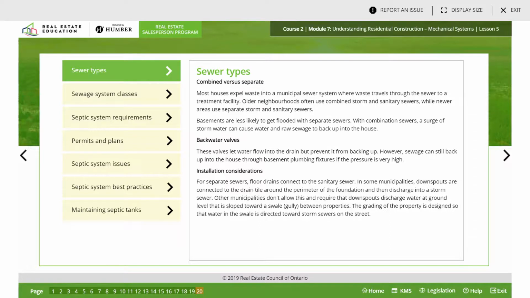Installation considerations: for separate sewers, flood drains connect to the sanitary sewer. In some municipalities, downspouts are connected to the drain tile around the perimeter of the foundation and then discharged into a storm sewer. Other municipalities don't allow this and require that downspouts discharge water at ground level that is sloped toward a swale, a gully between properties. The grading of properties is designed so that water in the swale is directed toward storm sewers in the street.